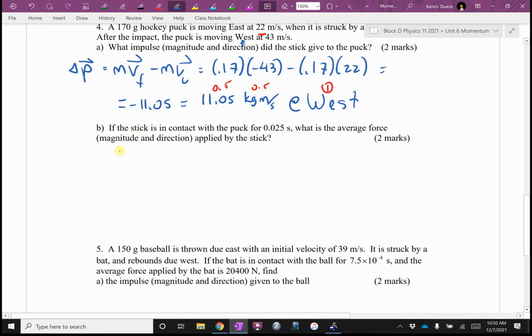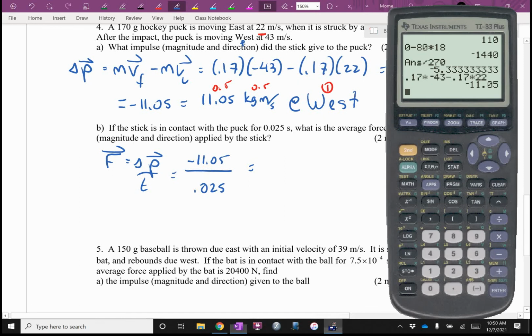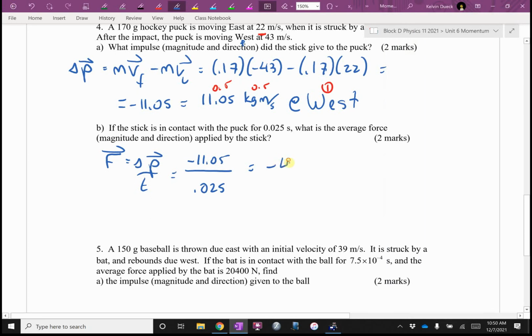But let's see. I think I'm going to use force equals impulse over time. It's going to be negative 11.05 over 0.025, and I get negative 442 newtons, which is 442 newtons west. Again, 1 mark for the answer, 1 mark for the direction.